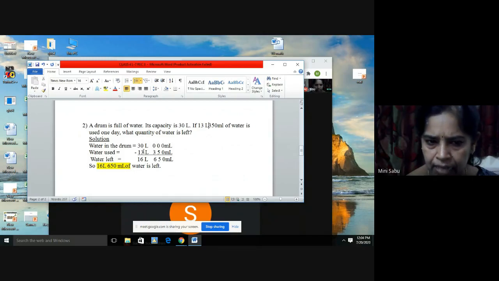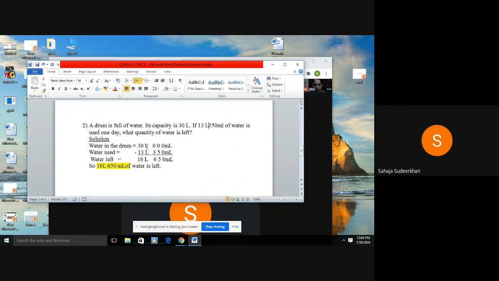L. Then here also 9. 9 minus 3 is 6. Here it is 2 only. 2 minus 1 is 1. So you got the answer as 16 liter 650 ml. Did you understand this special subtraction, children? Okay. If there is no ml given, put the zeros and do as you were doing. Yes, ma'am. Okay. So last sentence. 16 liter 650 ml of water is left.